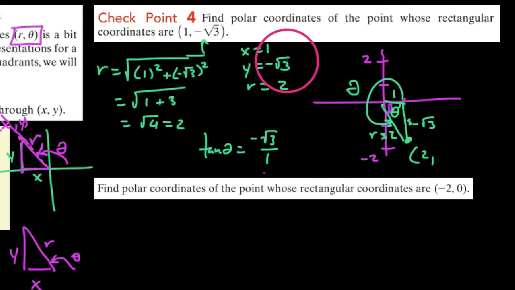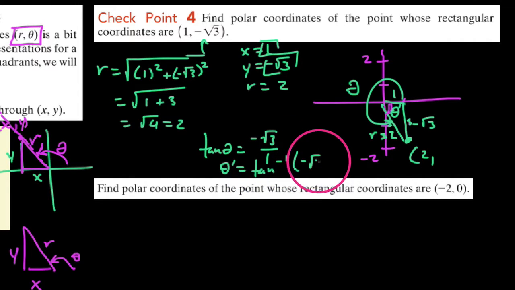But this is the same thing as y over x anyways. And so we're going to go ahead and take the tangent inverse of this. So we say theta prime, our reference angle, is the tangent inverse of negative root 3, and what we get is a 60-degree angle. As a matter of fact, we get a negative 60-degree angle, but all we care about is the fact that that's 60 degrees.